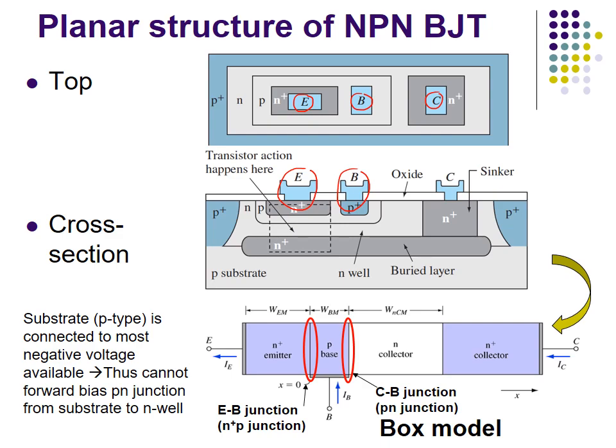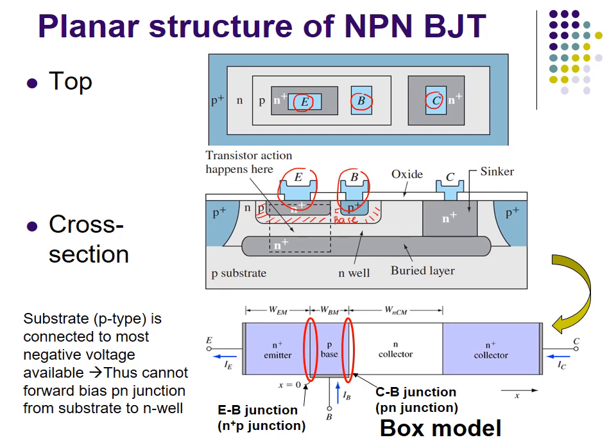But bear in mind that this P plus region is not exactly the base region, because we know theoretically base is not degenerately doped. We can see here that the P plus region is further connected to the thin P-type region. This thin P-type layer is the actual base region. The P plus region here is only to create a very low resistance contact between the semiconductor and the base metal contact.